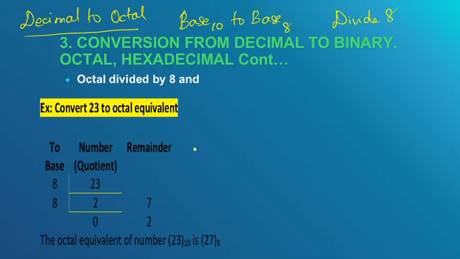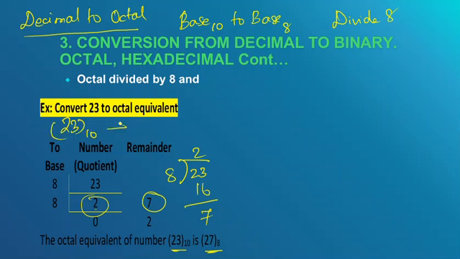If you are not comfortable with this, you can write it like this. 8 times 2 is 16, so the remainder is 7. You have to write 2 and 7 together. This way of writing is a little difficult, so I'm writing it as 8 into 2, where 2 is the quotient and 7 is the remainder. Then dividing 2 by 8, you get 0 with remainder 2. So 23 is represented as 27. So 23 of base 10 gives 27 of base 8.